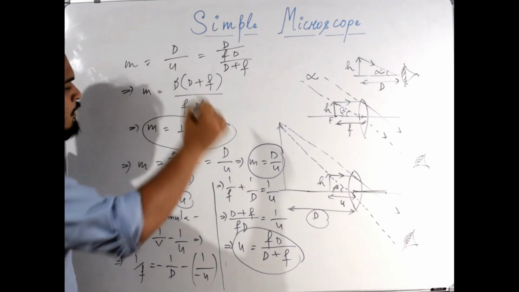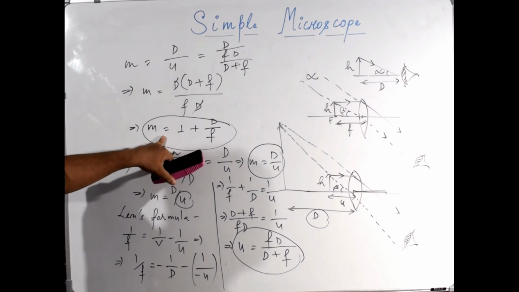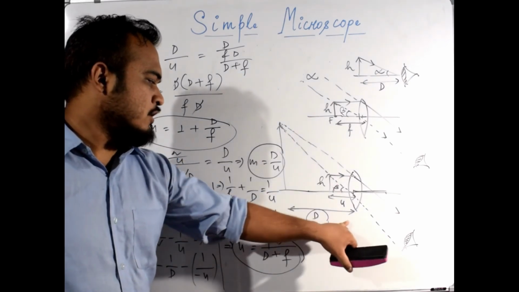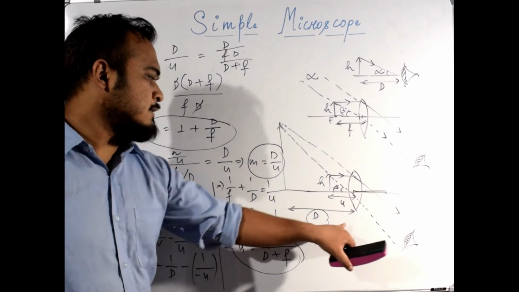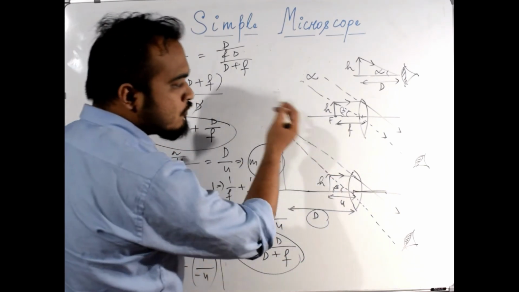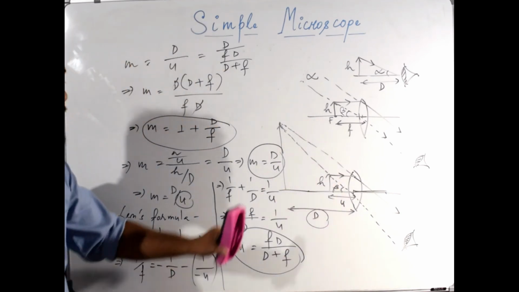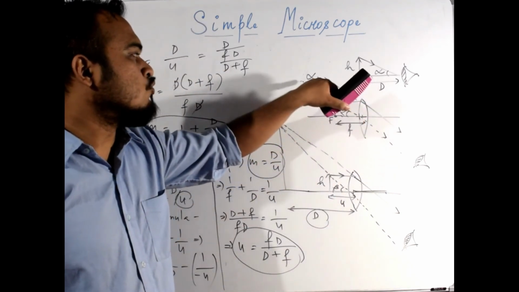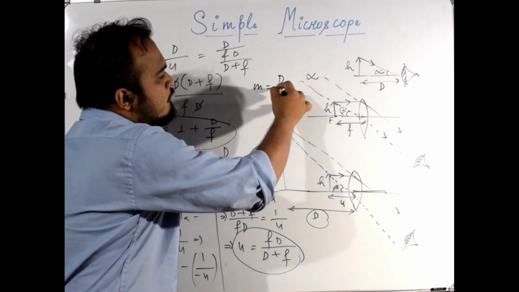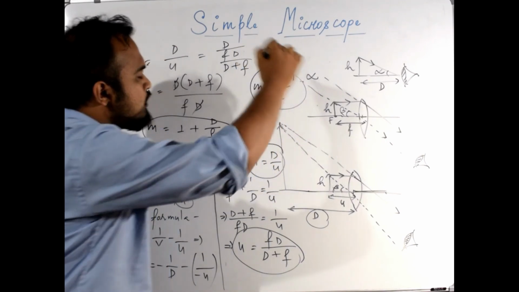So this is the angular magnification when the image is formed at the least distance of distinct vision. So what was the angular magnification when the image was formed at infinity? It was m is equal to d divided by f.